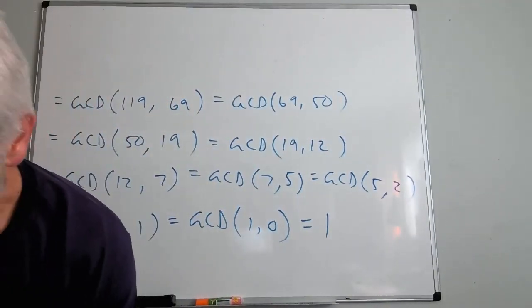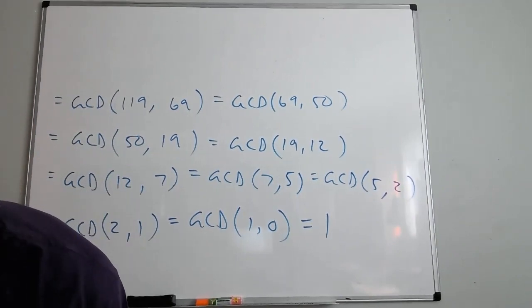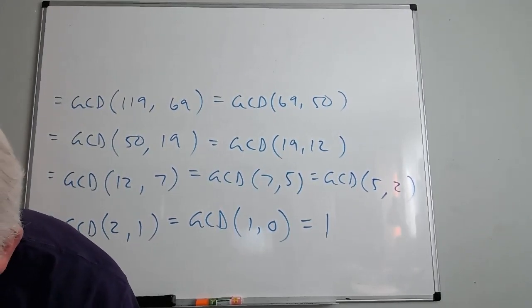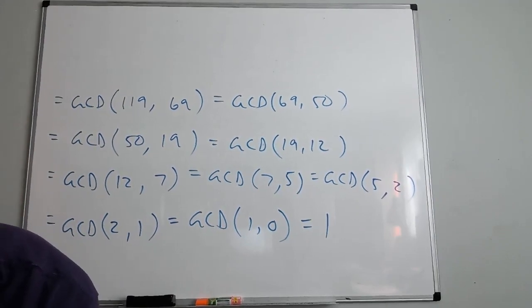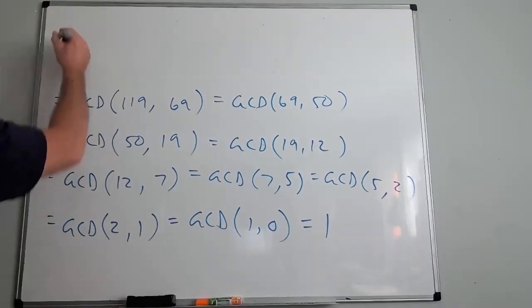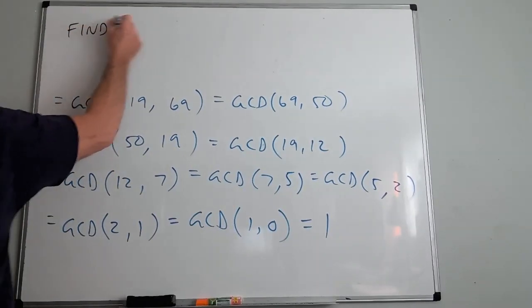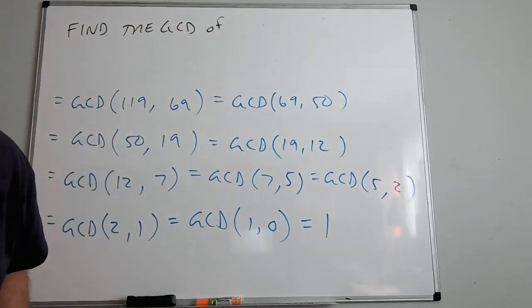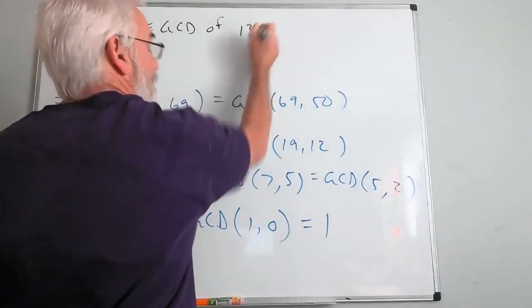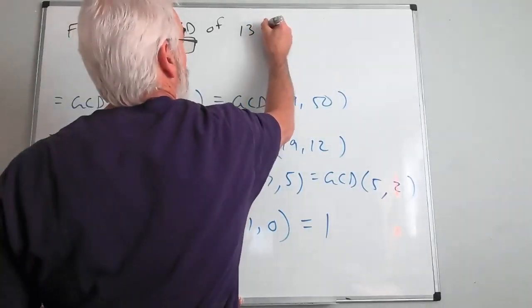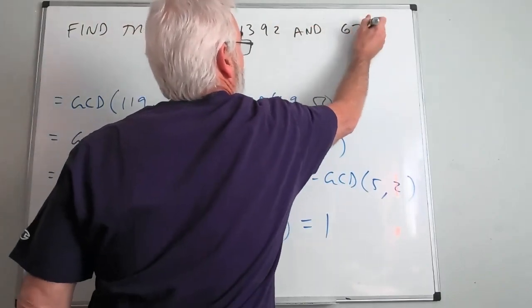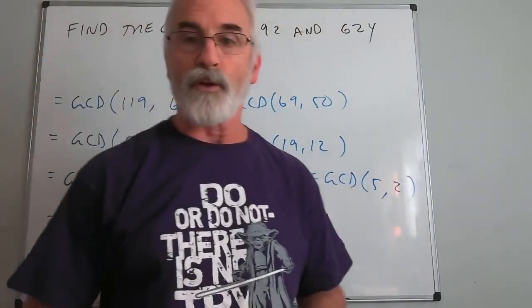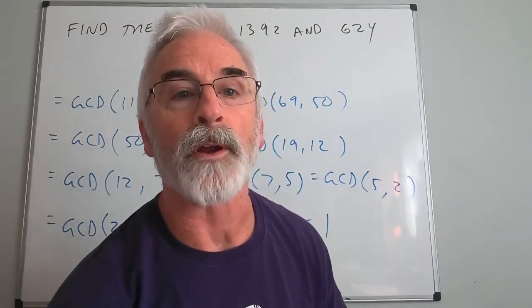Okay, let me write it down here. All right, as a group, let's try, I'm going to write it in words, find the GCD of 1392 and 624. So I'd like you all to try the algorithm. I'm going to pause this while we're working.